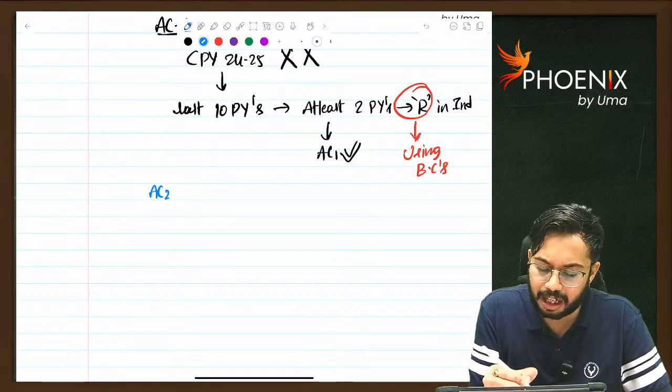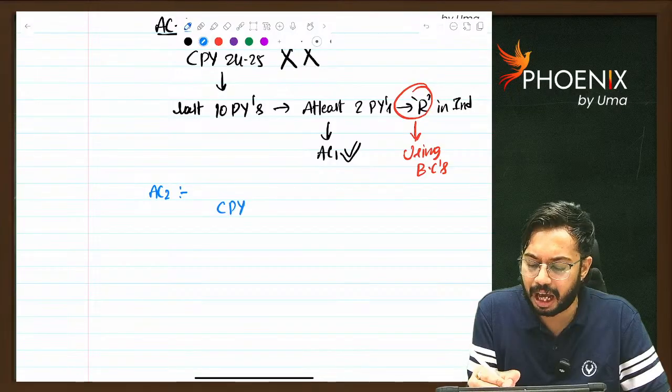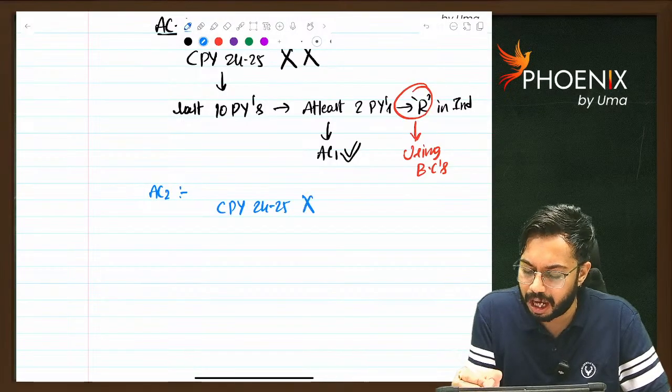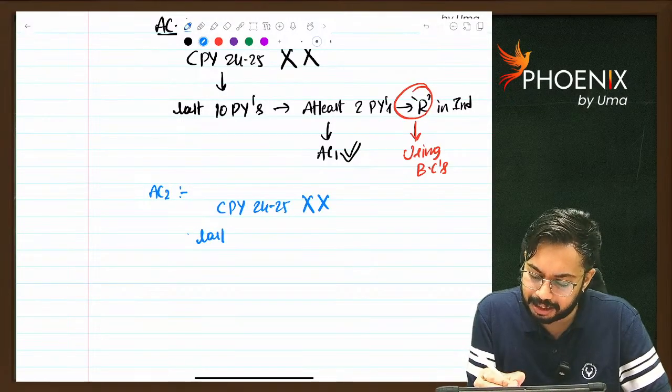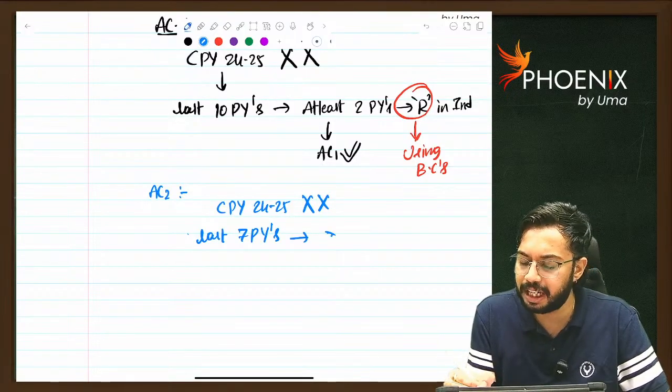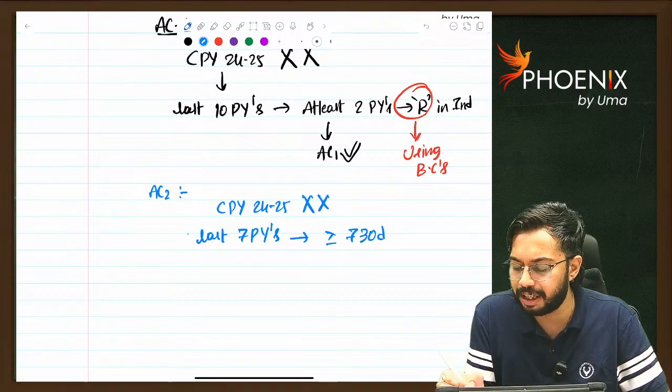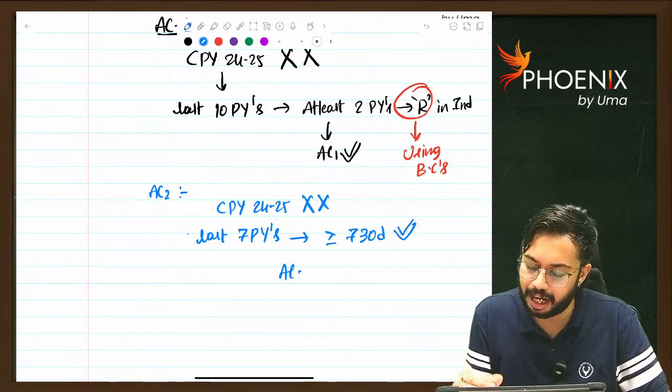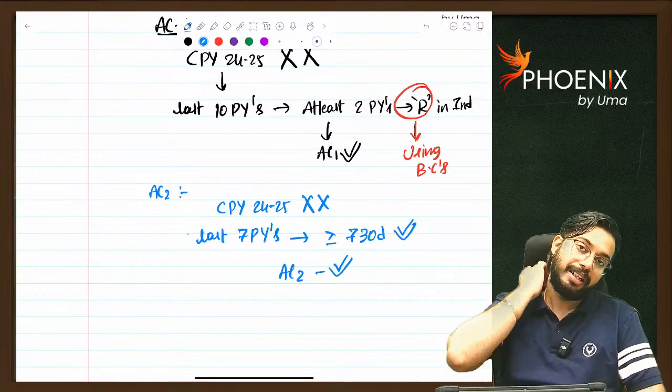Next, additional condition 2. Ignore the current previous year and take the last 7 previous years. In the last 7 previous years, if he stays in India for greater than or equal to 730 days, then we can tell additional condition 2 is satisfied.